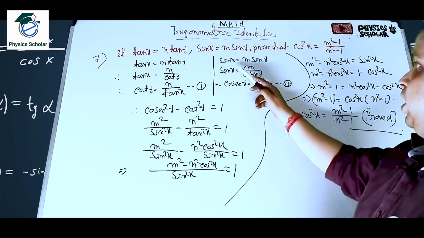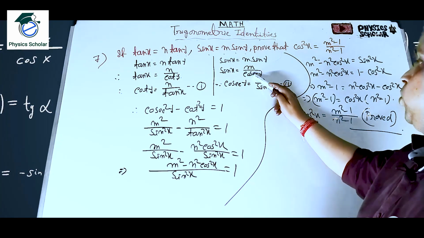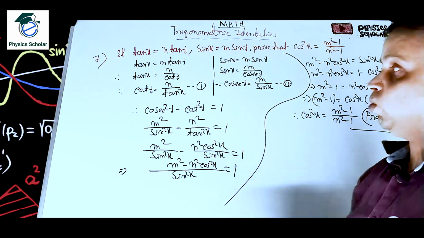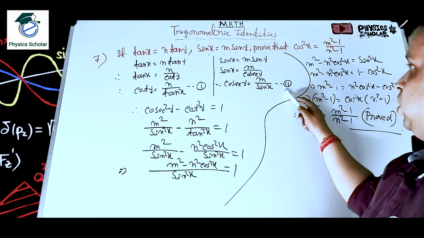Here sin x is equal to m sin y. So sin x is equal to m by what? The reciprocal of sin is cosec, so m by cosec y. So cosec y is equal to m by sin x. Clear? So it is equation number 2.